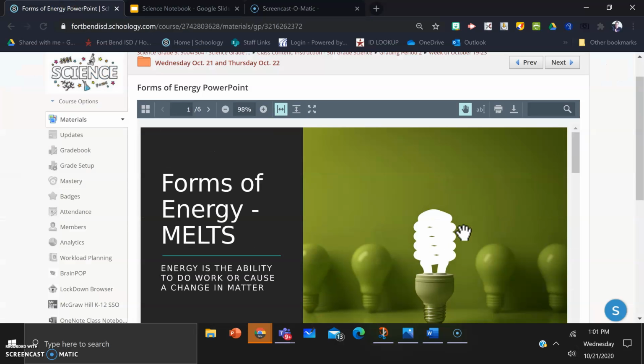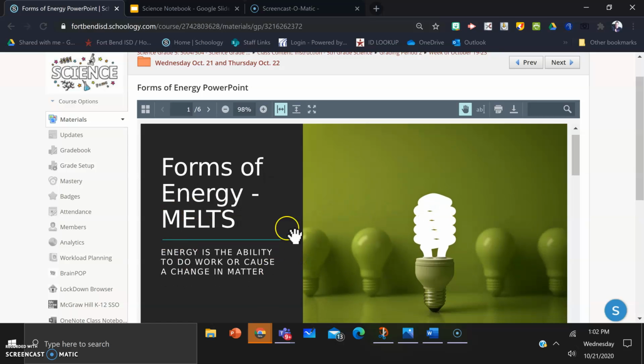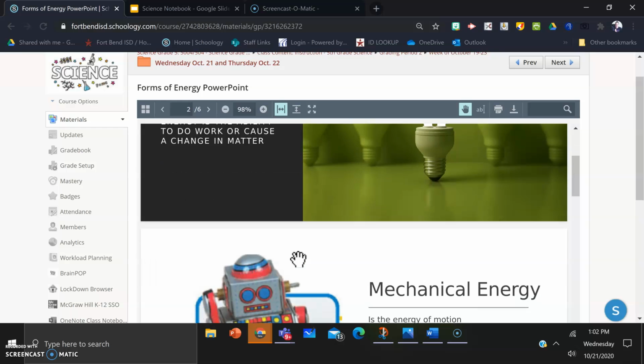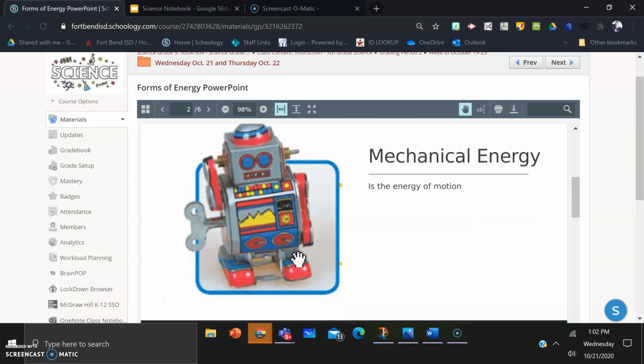Okay, today we're learning more about forms of energy. The forms of energy is what we talked about yesterday. Energy is the ability to do work or cause change in matter. Mechanical energy is the energy of motion.